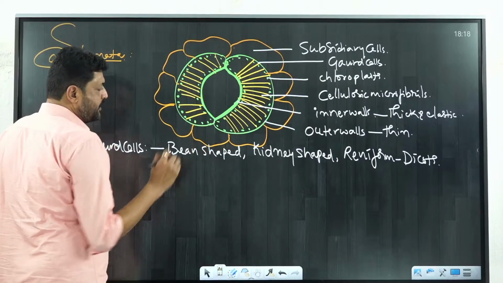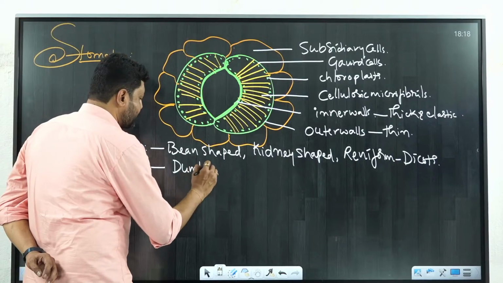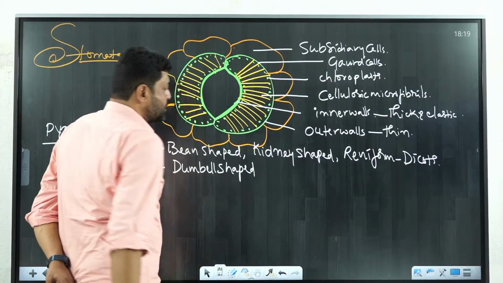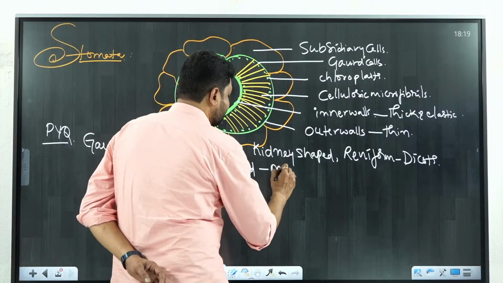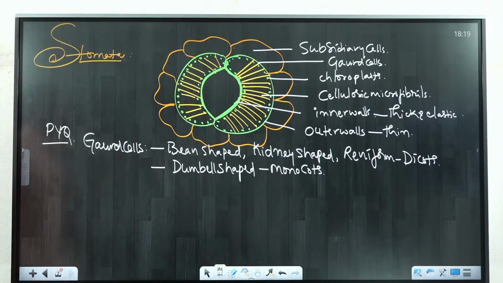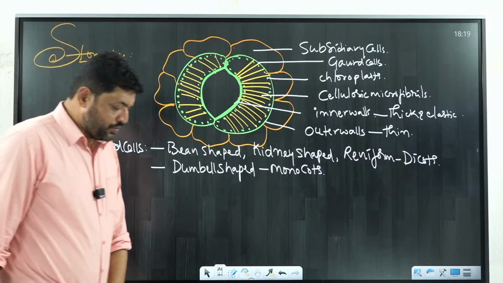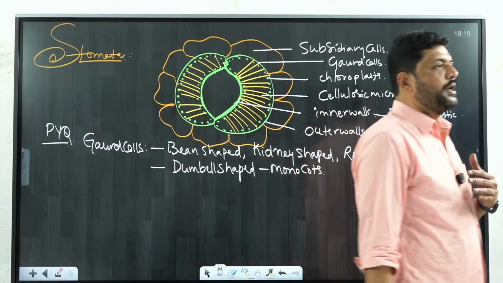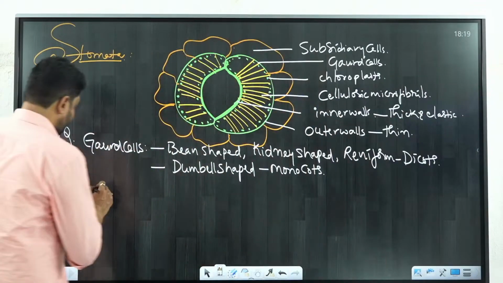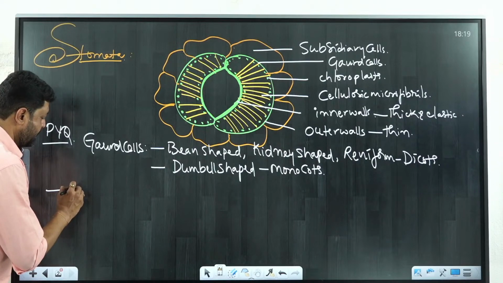This is one question: the guard cells are dumbbell shaped in monocots. Of course, not required, but it is a part of PYQ, very old previous year questions. So first I will mention a 2018 question.